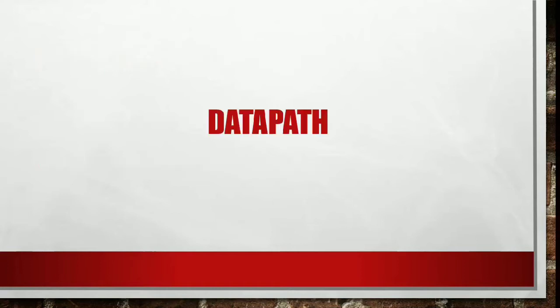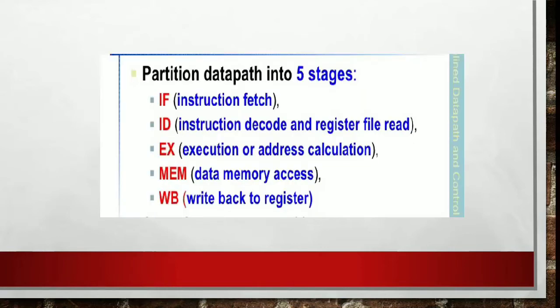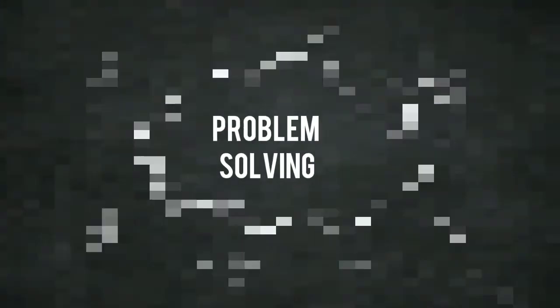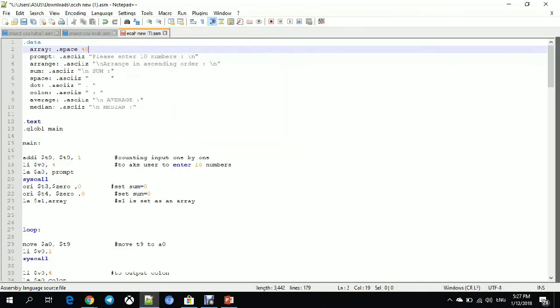Next, let's go to the datapath. There are 5 stages of the datapath. First is instruction fetch. Second, instruction decode and register file read. Third, execution or address calculation. Fourth is the data memory access, and the last stage is write back. Next is the full coding that we use to solve the problem.